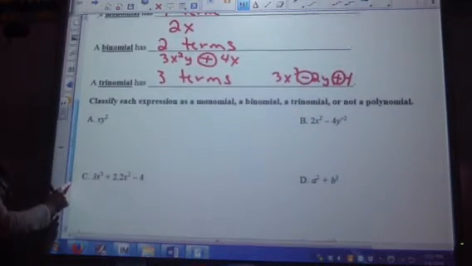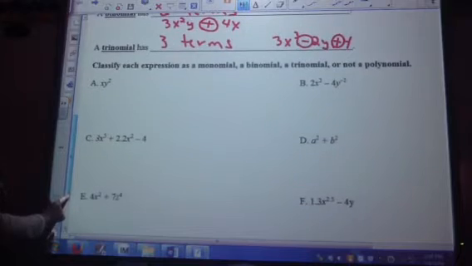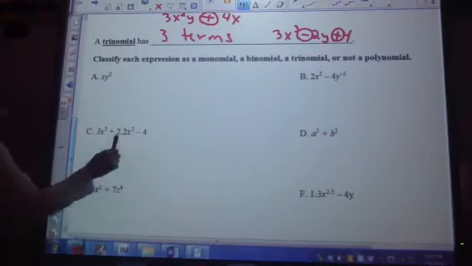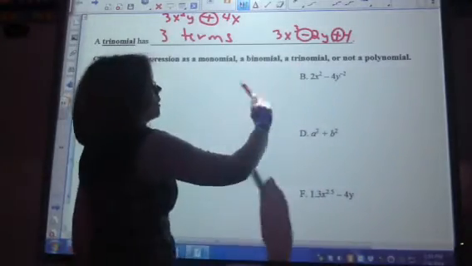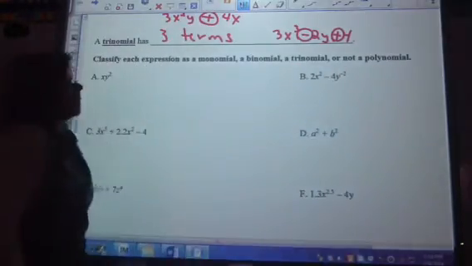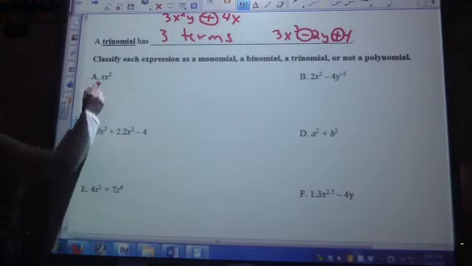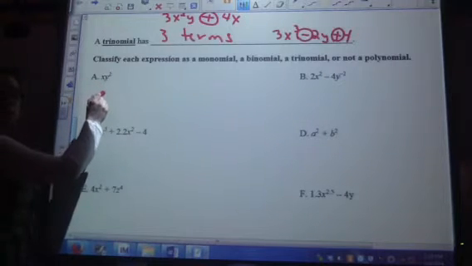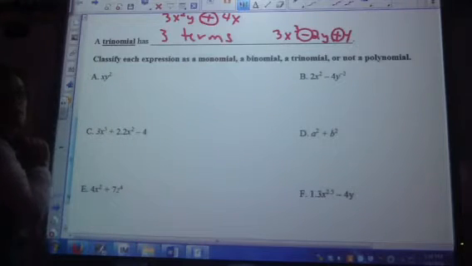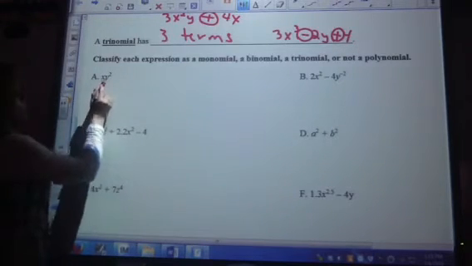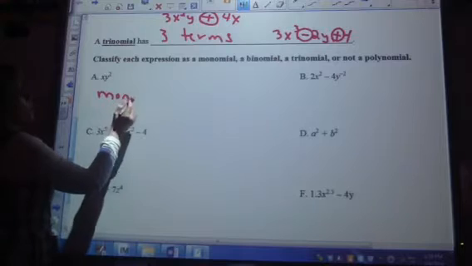All right, so now we're going to classify these polynomials and decide whether it's a monomial, a binomial, a trinomial, or it might not even be a polynomial. Okay, so this one does not have any addition or subtraction, so we need to see if it's a monomial. So we got to check our exponents. Are all of our exponents whole numbers? Yes, so it's a monomial.